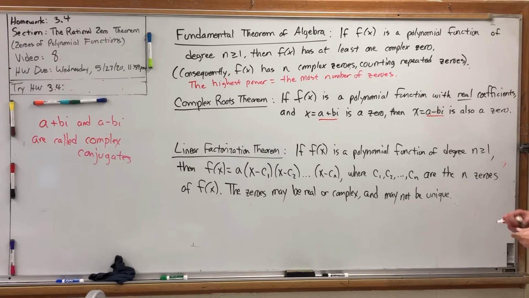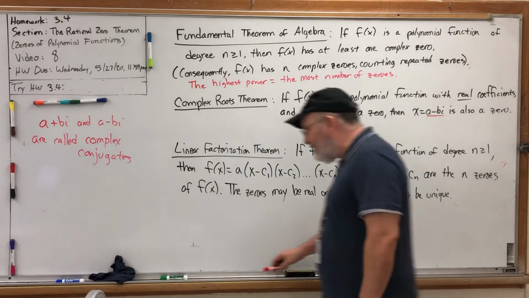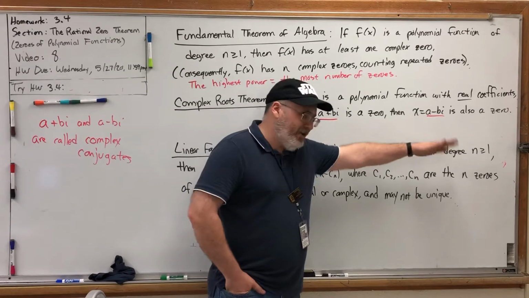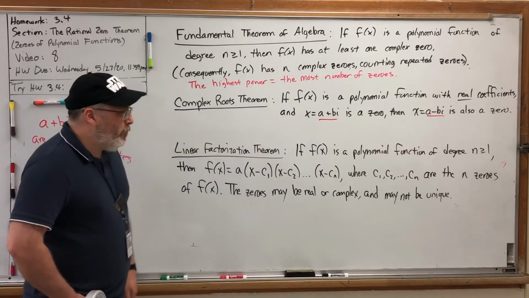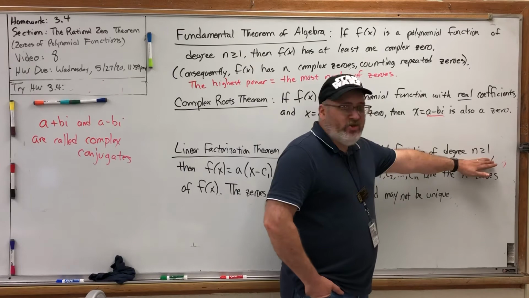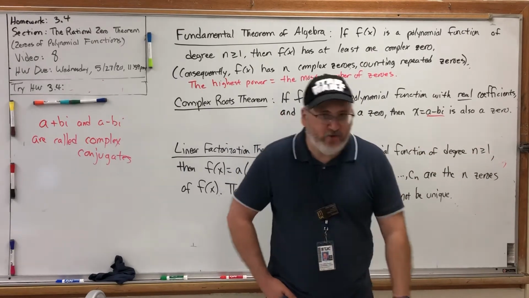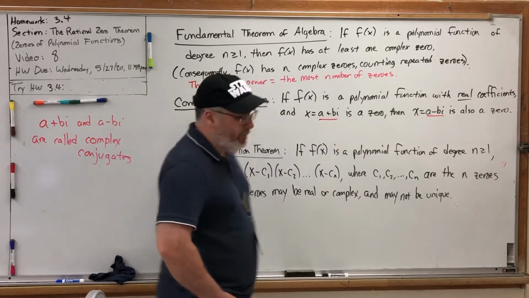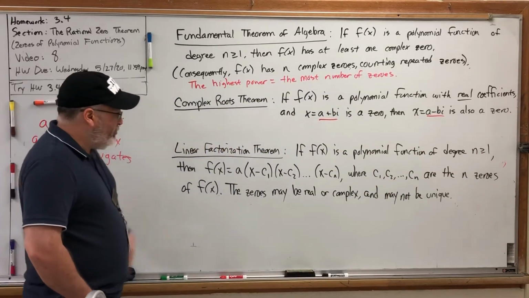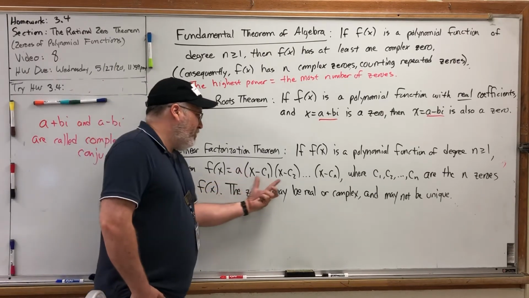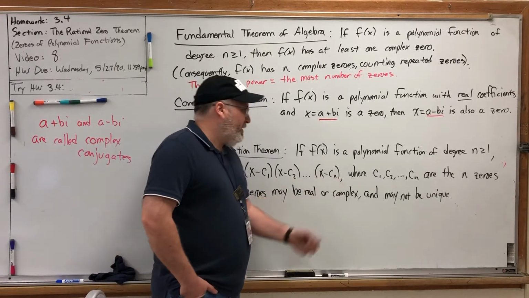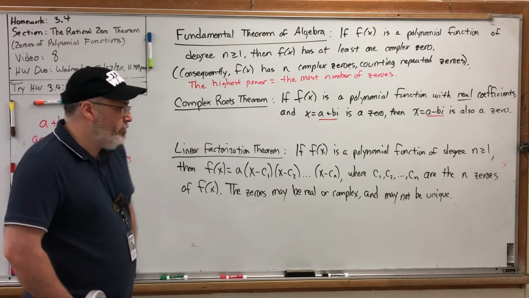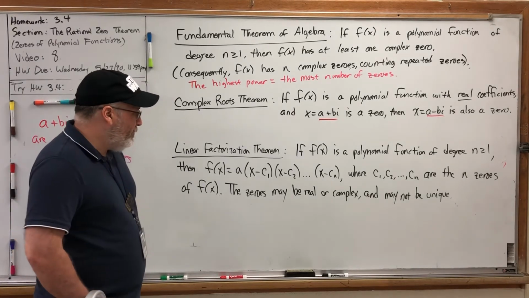And then the last one is the linear factorization theorem, which we've sort of seen already, that says if a function is a polynomial function of degree n greater than or equal to 1, and by the way, the reason this is here is if the degree is 0, that means there are no x's and it's a constant function like f of x equals 5. So this is just saying that you actually have some x's in your function. Then f of x equals some number times x minus c1 times x minus c2 all the way through x minus cn, where c1, c2, all the way through cn are your zeros. In other words, every 0 builds a factor.